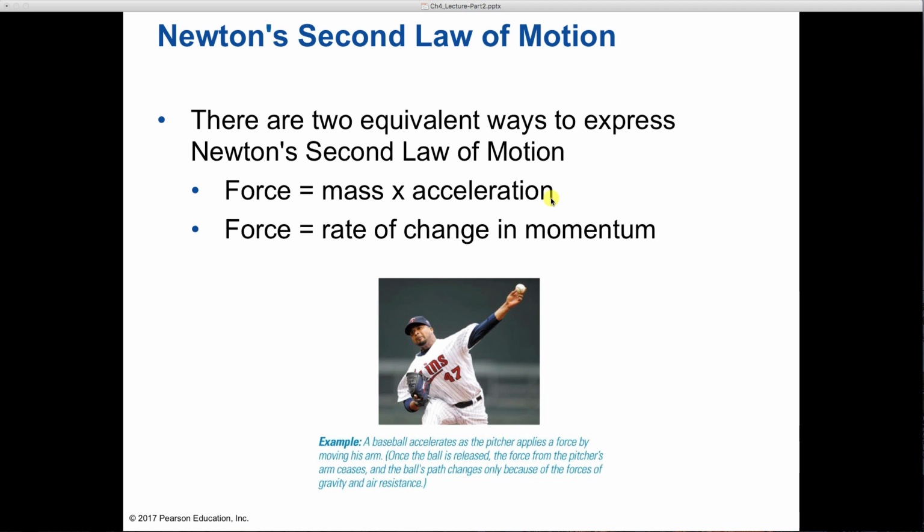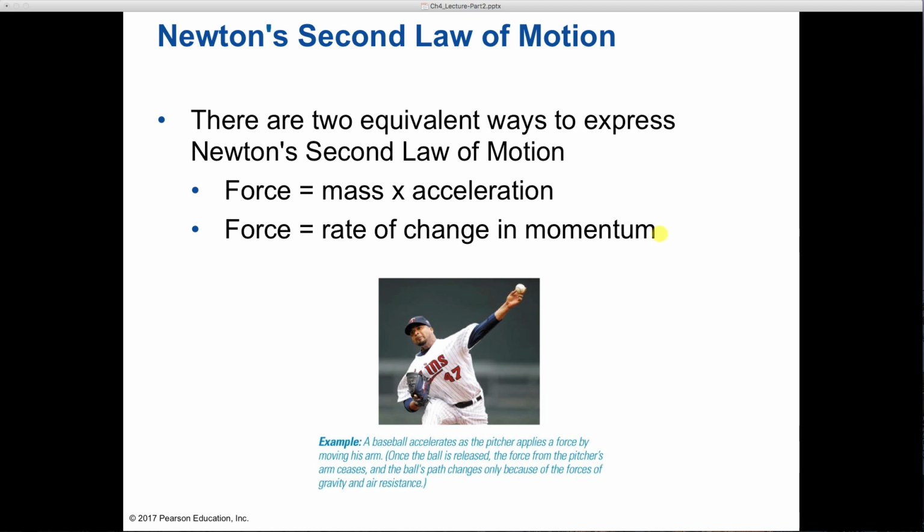But if you remember, velocity times mass is momentum. So if there's a change in velocity, meaning there's an acceleration, there could be a change in momentum. So technically, this equation here is actually more correct. The total force acting on an object is equal to the rate of change of the momentum. It tells you that the momentum will change if there's a net force acting on the object.